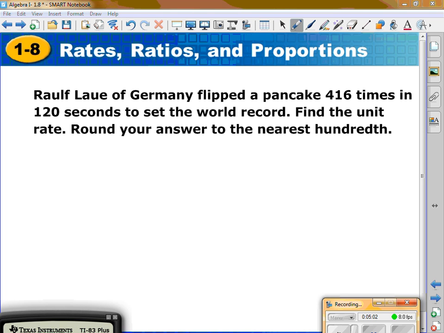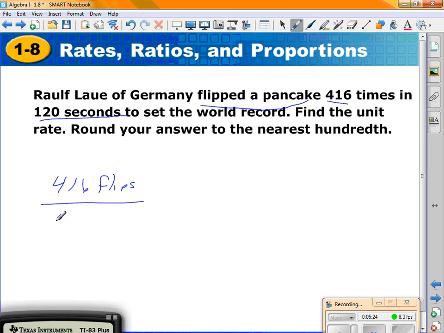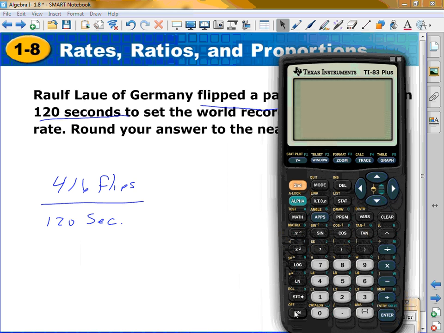So to set this one up, what are we talking about? What's happening? You're flipping a pancake 416 times in 120 seconds. So it's 416 flips over 120 seconds. And what I'm going to do is divide. And you can use a calculator for this. We'll take 416 divided by 120.